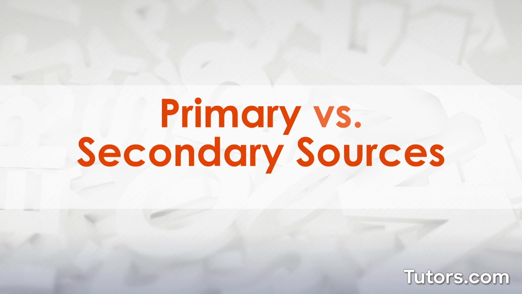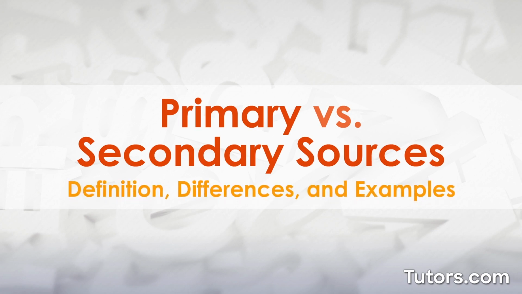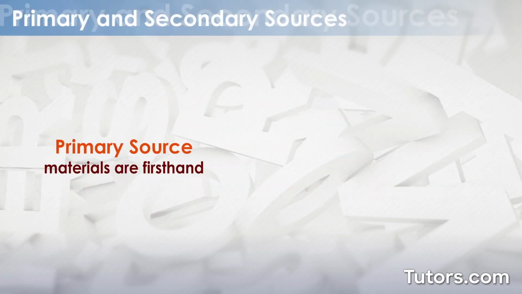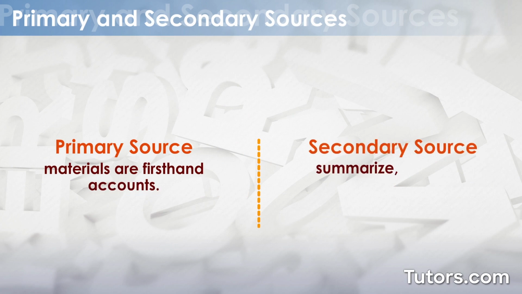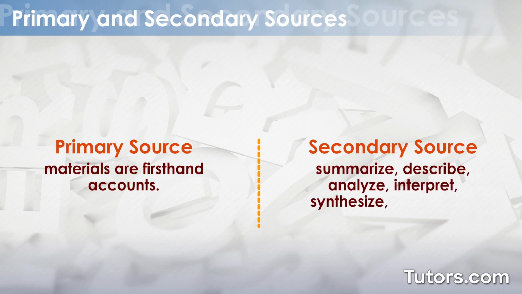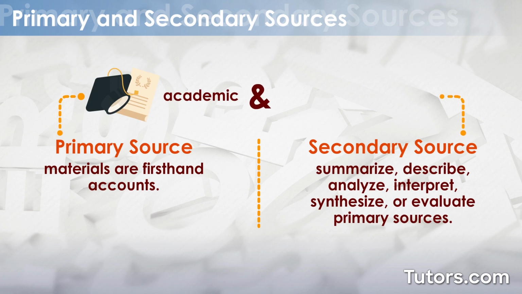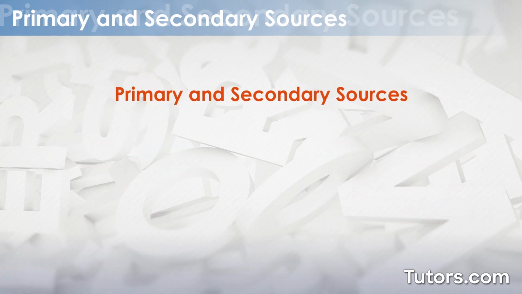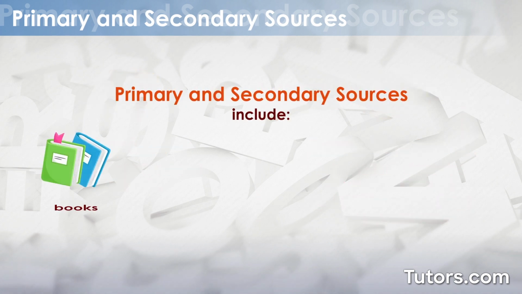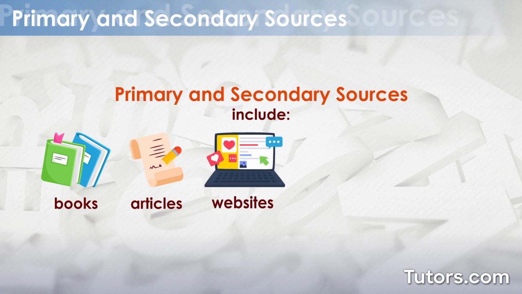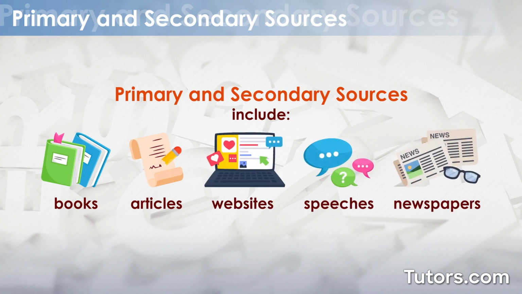Primary and secondary sources. Primary source materials are first-hand accounts. Secondary sources summarize, describe, analyze, interpret, synthesize, or evaluate primary sources. Academic and original research projects often use both types of sources. Primary and secondary sources include books, articles, websites, speeches, and newspapers.